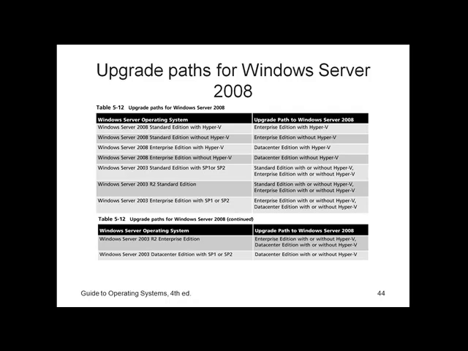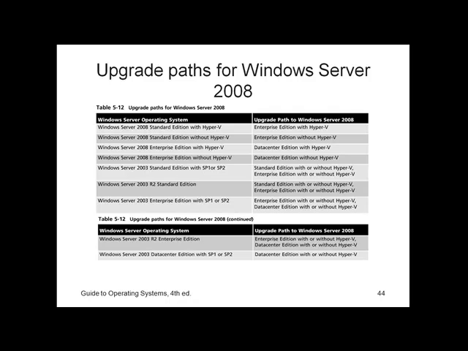Likewise, Server 2008 Enterprise Edition with Hyper-V can be upgraded to Data Center. Once again, if you don't have Hyper-V, you can't have the Hyper-V feature in the Data Center upgrade. And if you are upgrading from 2003 Standard Edition with Service Pack 1 or 2, you can actually upgrade to Standard Edition or Enterprise Edition with or without Hyper-V with Server 2008. Windows Server 2003 R2 Standard Edition will allow you to do both a Standard or Enterprise Edition upgrade with or without Hyper-V. And likewise, Server 2003 Enterprise Edition with Service Pack 1 or 2 can be upgraded to Enterprise or Data Center Edition with or without Hyper-V.